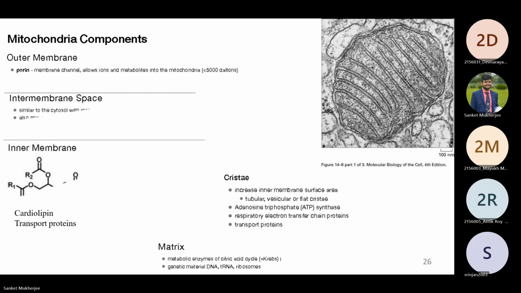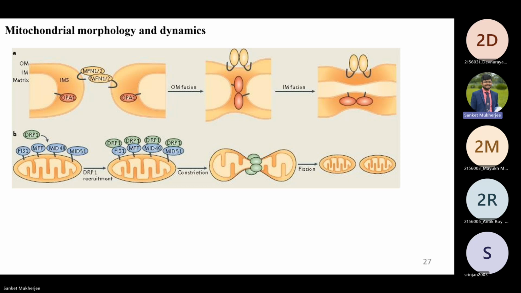In the cristae, there is the electron transport chain, and transport proteins are present here also. And in the matrix, there is the TCA cycle, the citric acid cycle, and all the genetic material is present in the matrix. So this is how the organization of mitochondria is, and these are their components. Regarding mitochondrial dynamics, it's a very dynamic organelle.